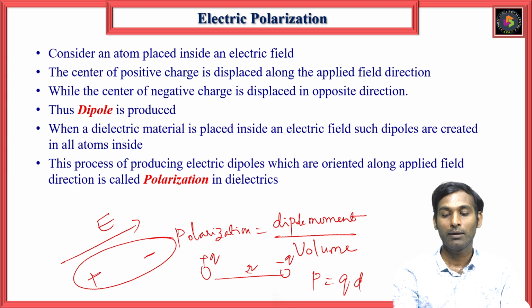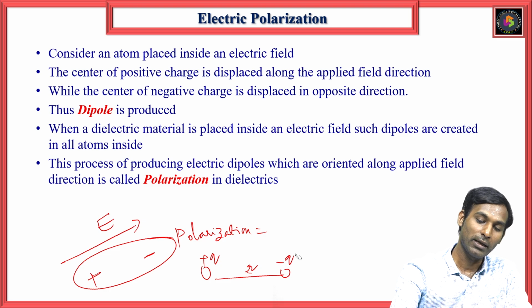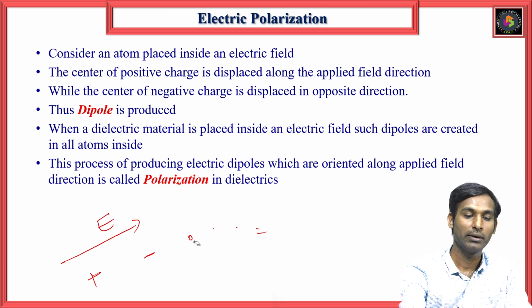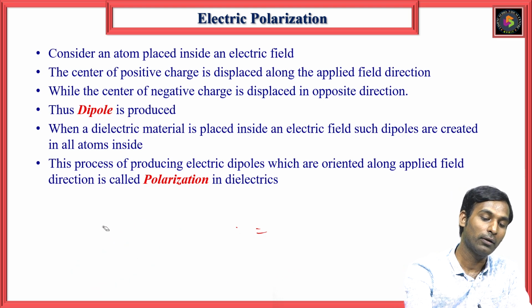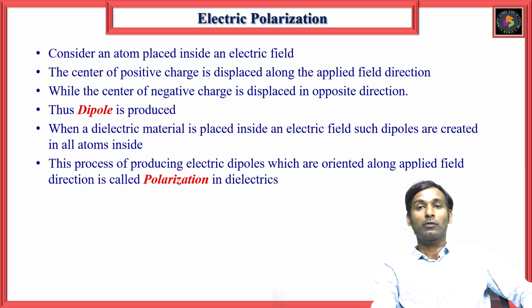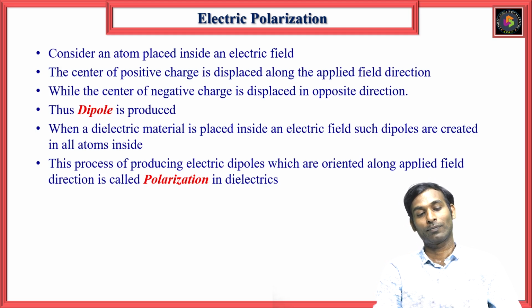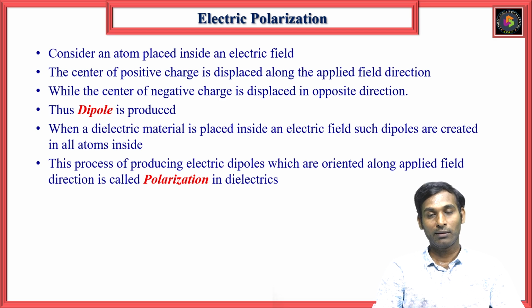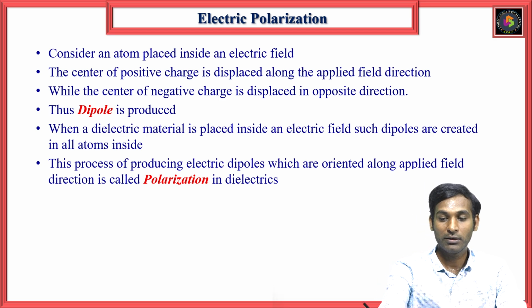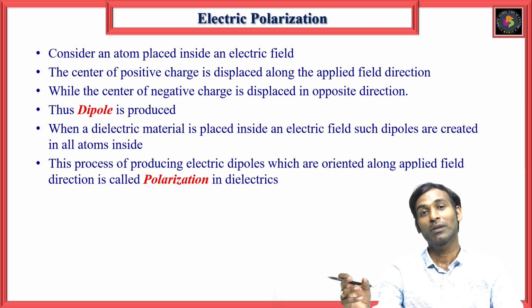So when a dielectric material is placed inside an electric field, such dipoles are created in all the atoms inside. The process of producing electric dipoles which are oriented along the field direction is called polarization in dielectrics.